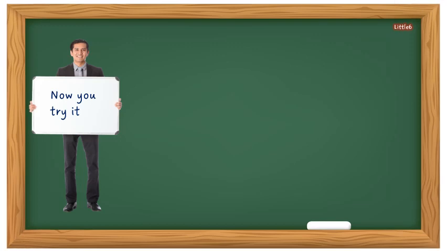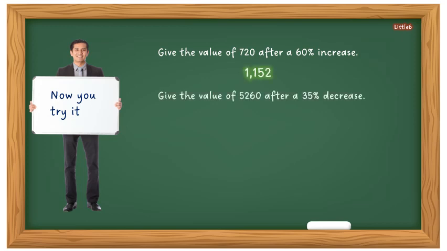Okay, so now you try it. Give the value of 720 after a 60% increase. Pause the video, see how you do. If you got the answer 1152, well done. Give the value of 5260 after a 35% decrease. Again, pause the video. How did you do? If you got 3,419, well done.